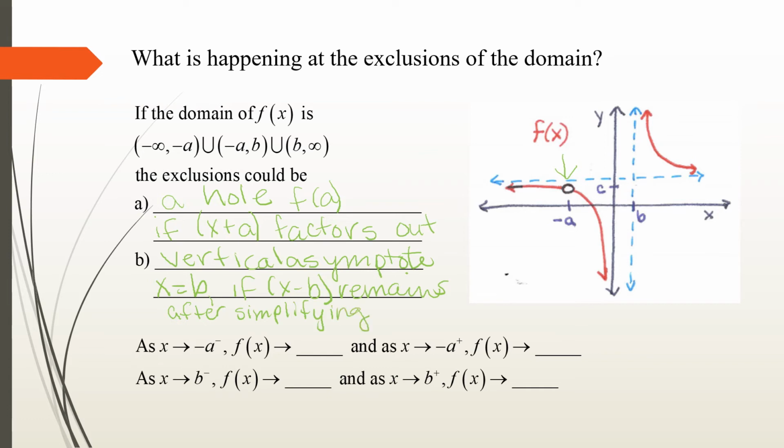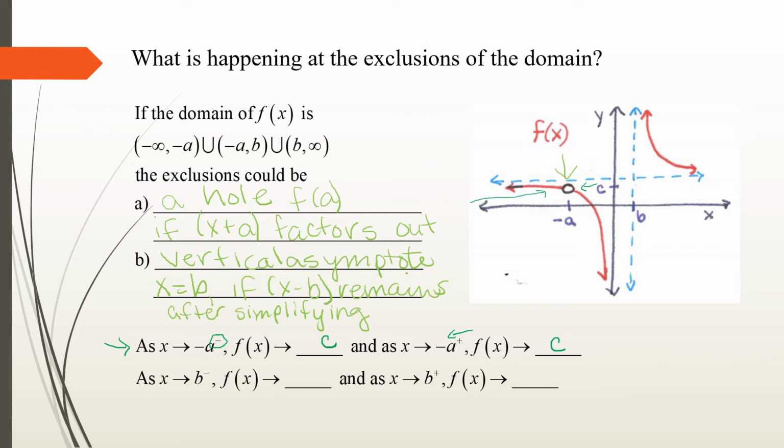So let's take a look at some limits here. We've got this statement here that says as x approaches negative a, and this little piece means from the left. So if I'm coming from the left and I'm approaching a, it looks like I'm coming close to c. And as I approach negative a from the right, it's also approaching c.